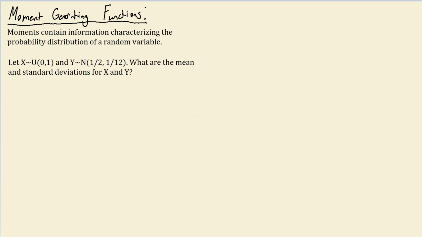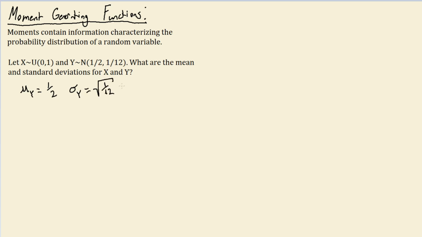All right, so we're told to let x be a uniformly distributed random variable in the interval from 0 to 1, and y be a normally distributed random variable with a mean of 1/2 and a variance of 1/12. And we're asked what the mean and standard deviations are. Obviously, this question is immediate for y. The mean of y is directly given to us, and the standard deviation of y might as well have been given to us because we had the variance and it's just the square root of the variance.